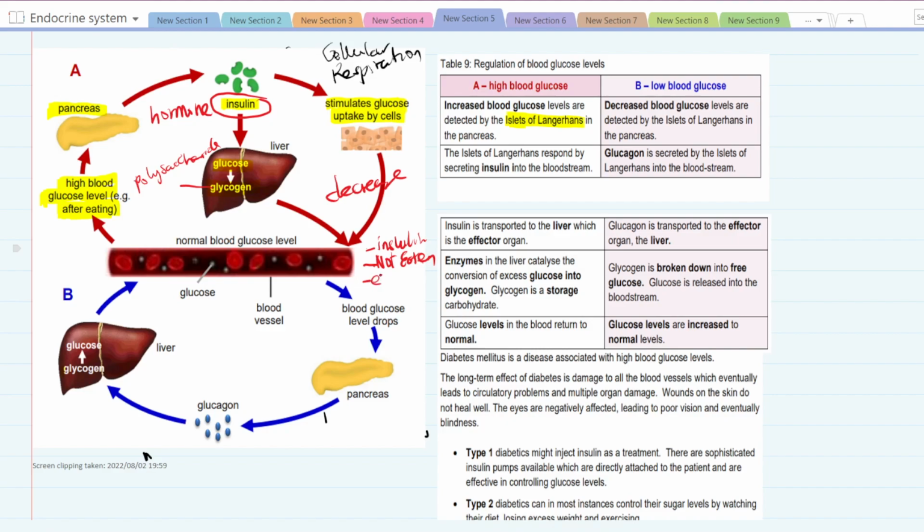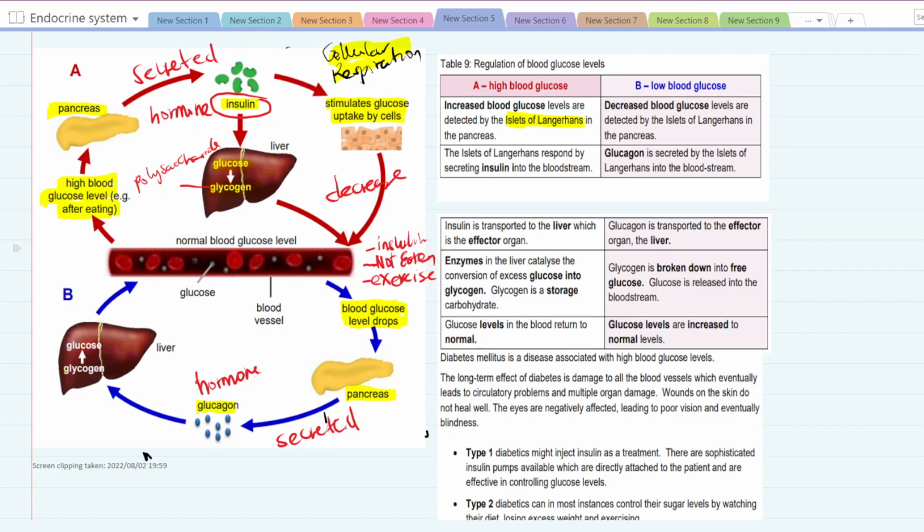So that will cause your glucose levels to drop. So when glucose levels drop in your blood, of course you're going to need more of this glucose so that you continue to produce energy during cellular respiration. So this decrease is also detected by islets of Langerhans in the pancreas, and these islets of Langerhans in the pancreas are going to secrete glucagon. So glucagon is also a hormone. This is the second hormone. So there are two hormones that are being secreted by islets of Langerhans. This is also a hormone, and it will be secreted same as insulin being secreted here.